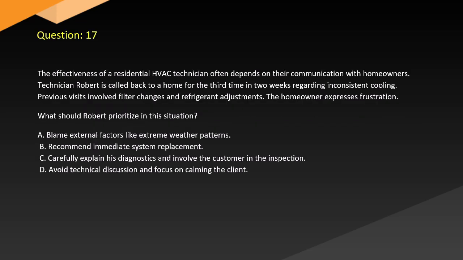Question 17. The effectiveness of a residential HVAC technician often depends on their communication with homeowners. Technician Robert is called back to a home for the third time in 2 weeks regarding inconsistent cooling. Previous visits involved filter changes and refrigerant adjustments. The homeowner expresses frustration. What should Robert prioritize in this situation? A. Blame external factors like extreme weather patterns. B. Recommend immediate system replacement. C. Carefully explain his diagnostics and involve the customer in the inspection. D. Avoid technical discussion and focus on calming the client.